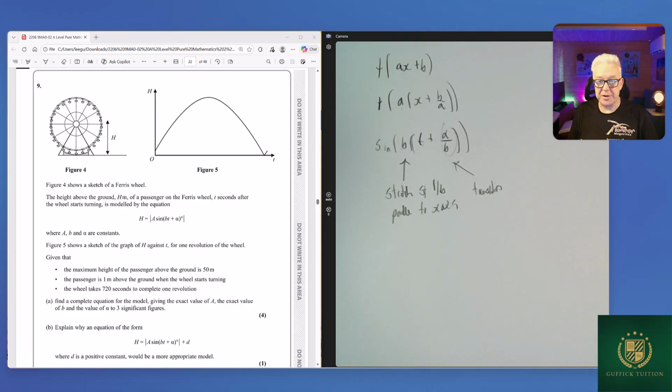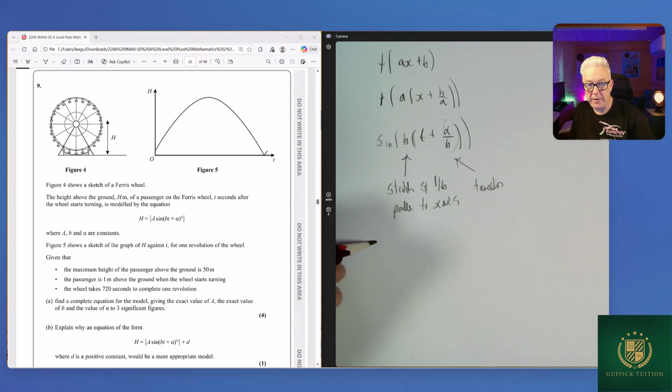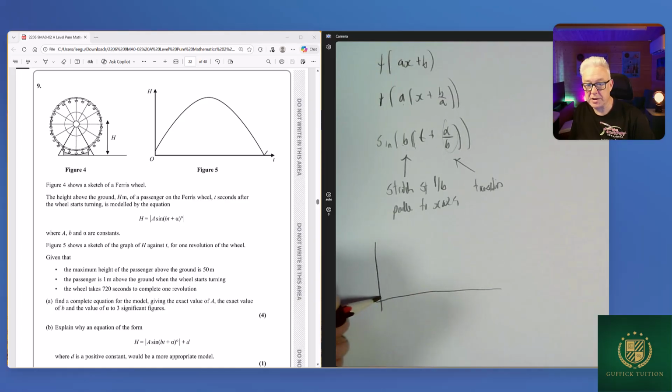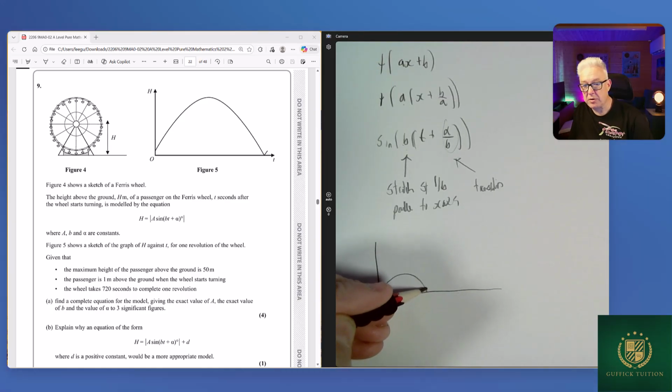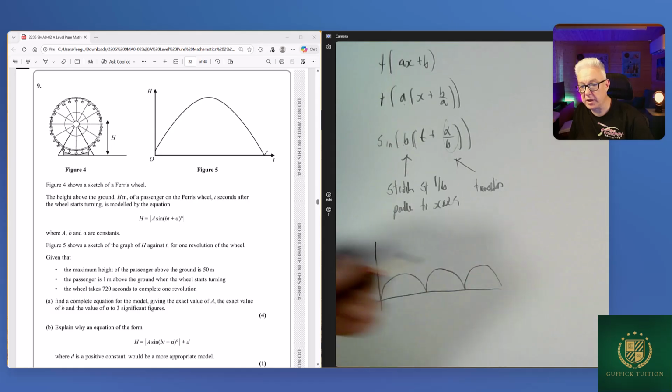So how does that help us? Well, if we think about the graph of the modulus of sine, so here's our graph of the modulus of sine going like that.